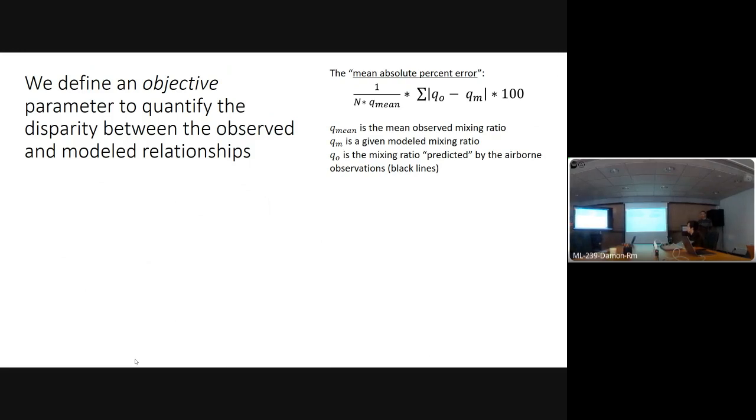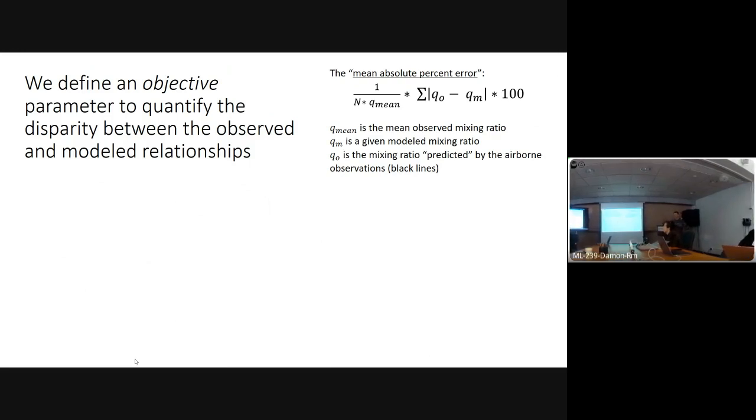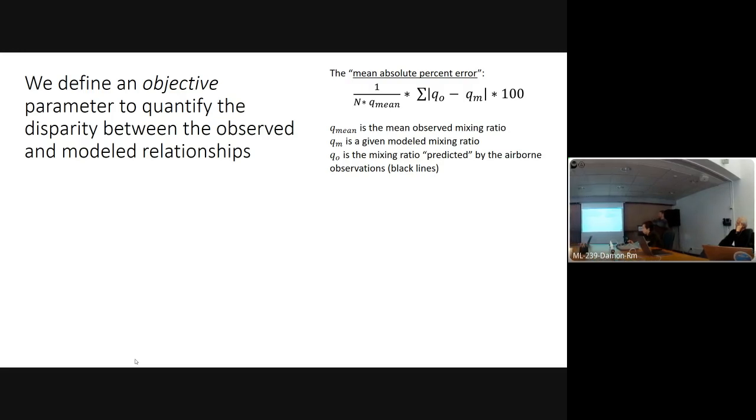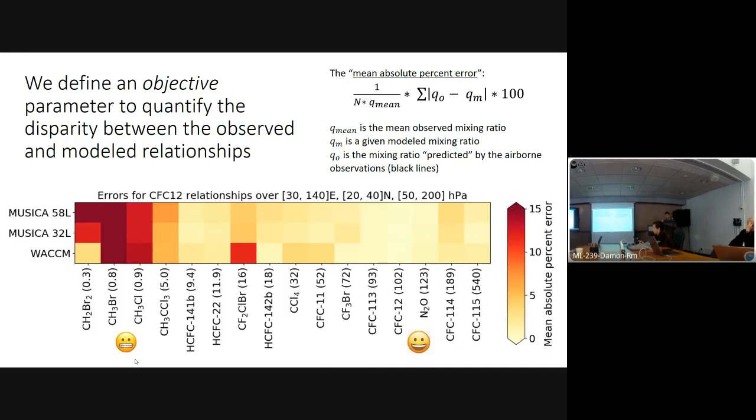Rather than just waving our hands and saying these ones look like they're doing better and these ones look like they're doing worse, we want to provide a way to score these and give some kind of quantitative metric for how well the models are doing against observations. I won't dive too much into the specifics, but we've defined a quantity called the mean absolute percent error, essentially quantifying the spread between the observations and the models on those tracer relationships.